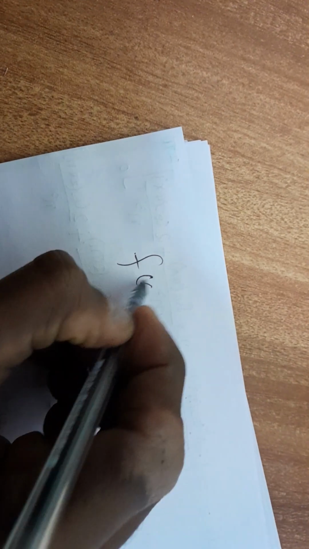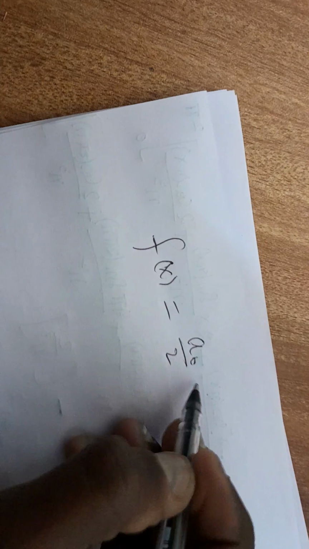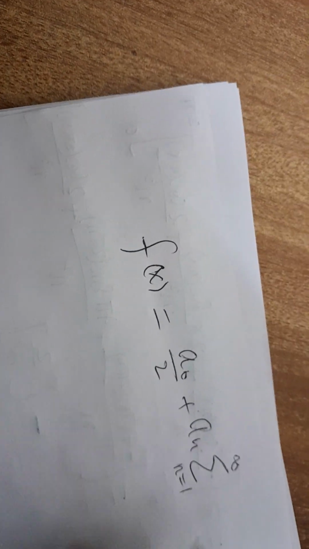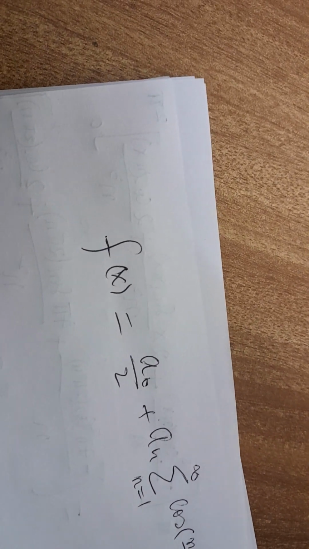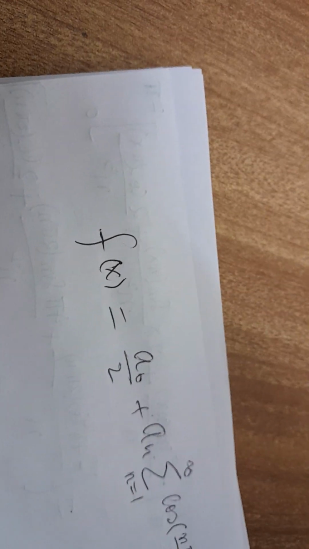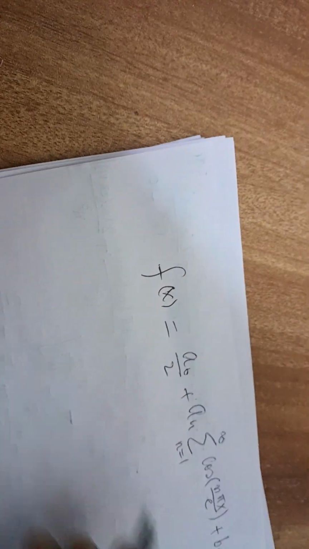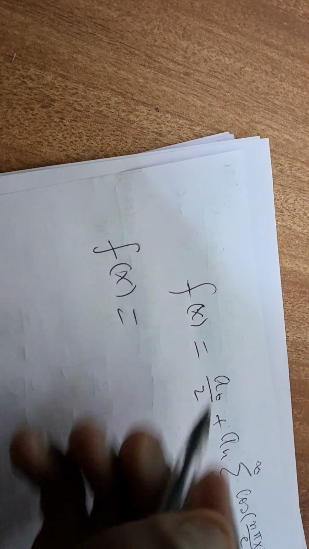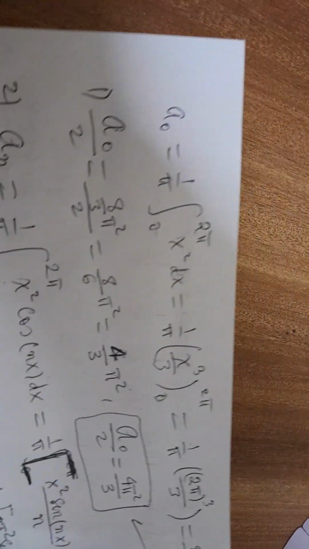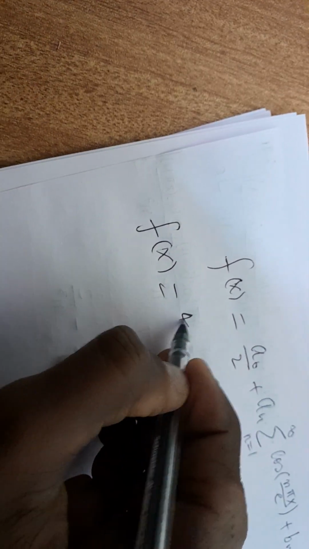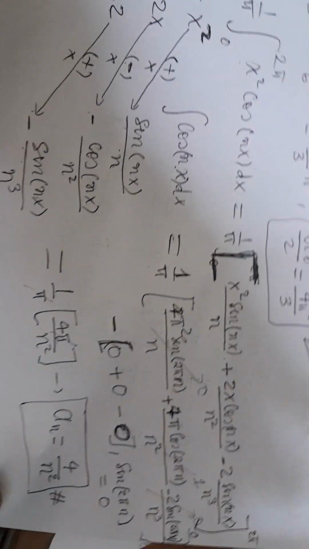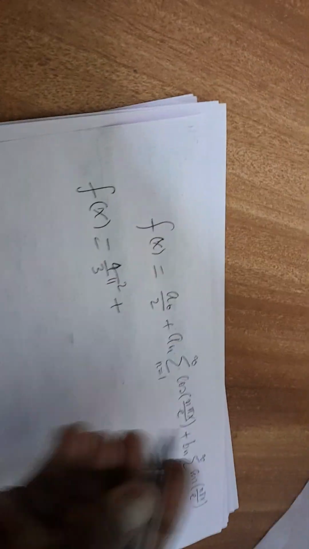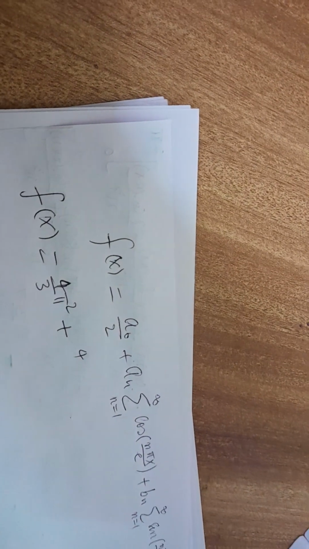Okay, let's go, we'll just substitute. So what is f(x)? f(x) is a0 by 2 plus the sum from n equals 1 of an cos(n pi x upon l) plus the sum from n equals 1 of bn sin(n pi x by l). So let us write f(x) will be a0. What is a0? Now we have to go back and check our paper: 4 by 3 pi squared. So this will be 4 by 3 pi squared. Plus, what is an? We have to check our paper. If you check it, you will see 4 by n squared.